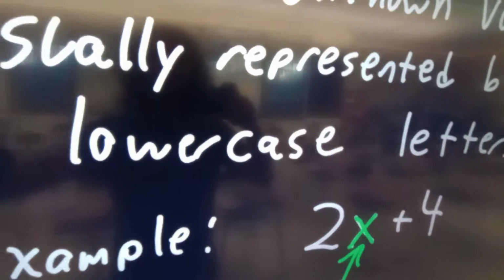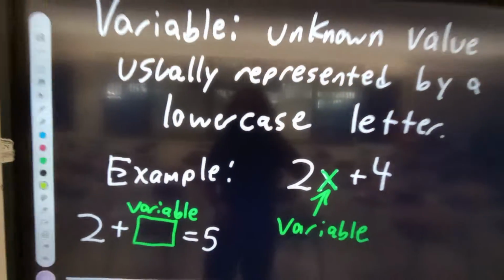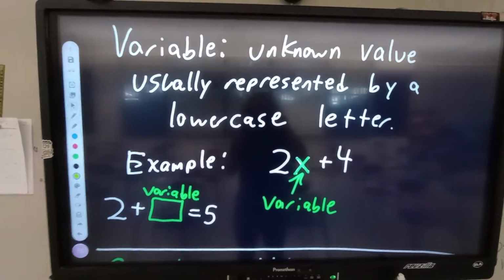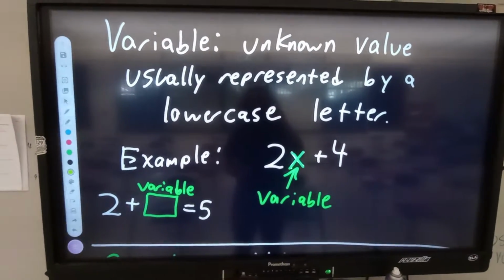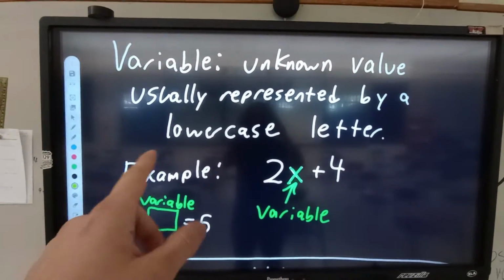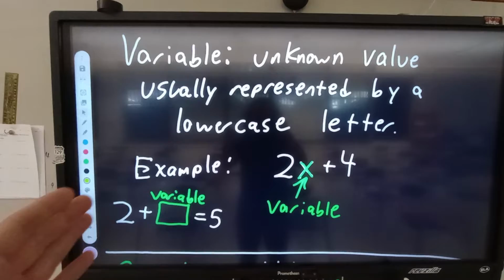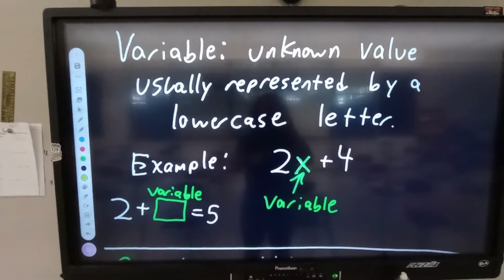Moving on from there, we have a variable. Now, a variable is an unknown value that is usually represented by a lowercase letter. Uppercase letters tend to stand for something else. For example, uppercase A means area, uppercase B means base, and so on and so on.